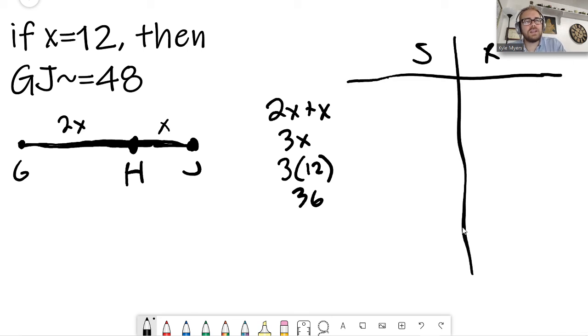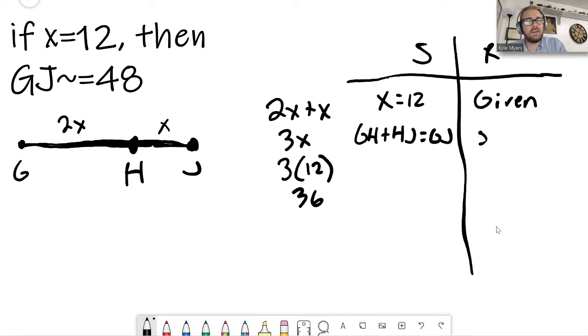Okay, so statements and reasons. First, we want to state that x is equal to 12. X equals 12. Reason, given. Then remember, we're trying to get to the fact that JG is not equal to 48. So let's start with segment addition postulate, because we need to add some segments. So we would say GH plus HJ equals GJ, and that is segment addition postulate.